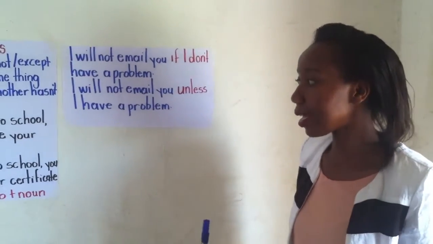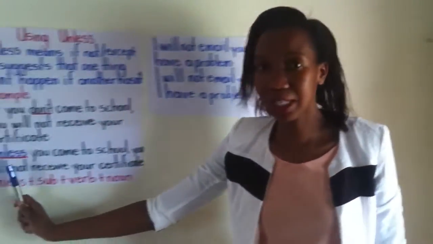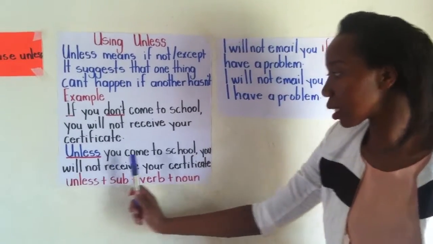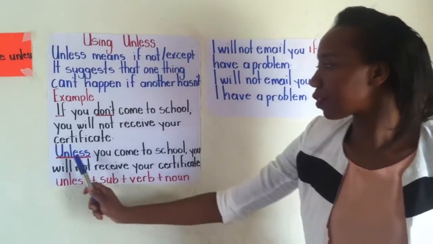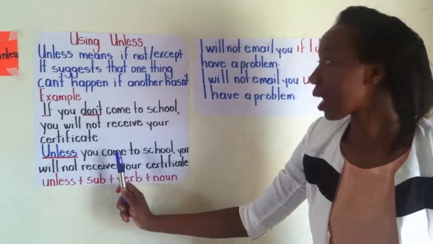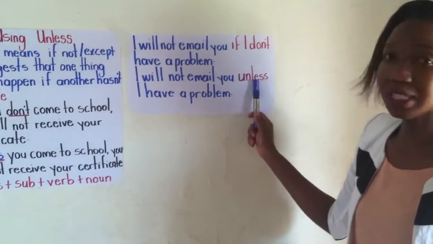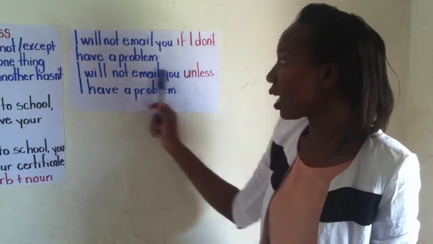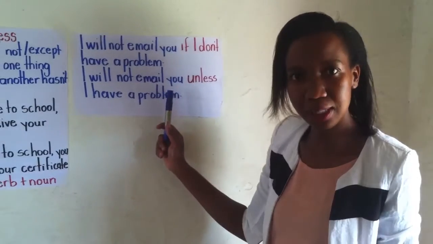The idea here is if we are using unless at the beginning of the sentence, we have a comma after the unless clause. And if we are using it in the middle of the sentence, we do not have a comma anywhere in the sentence.